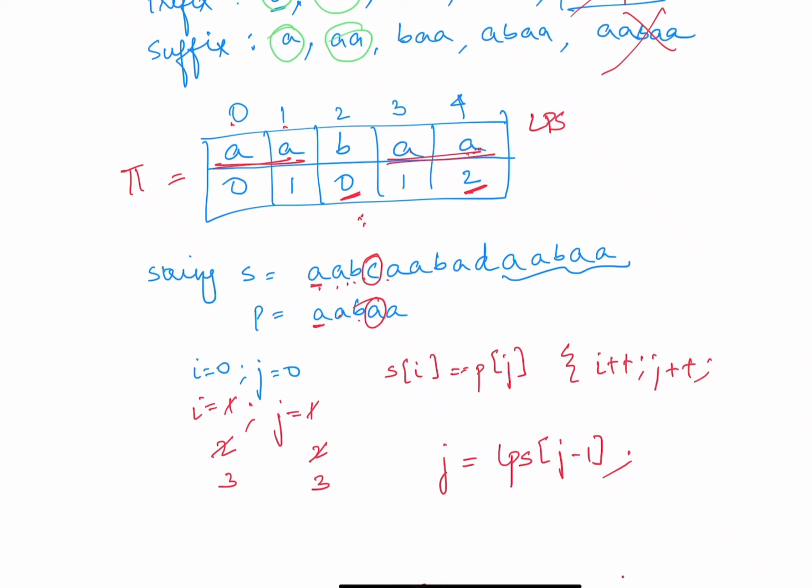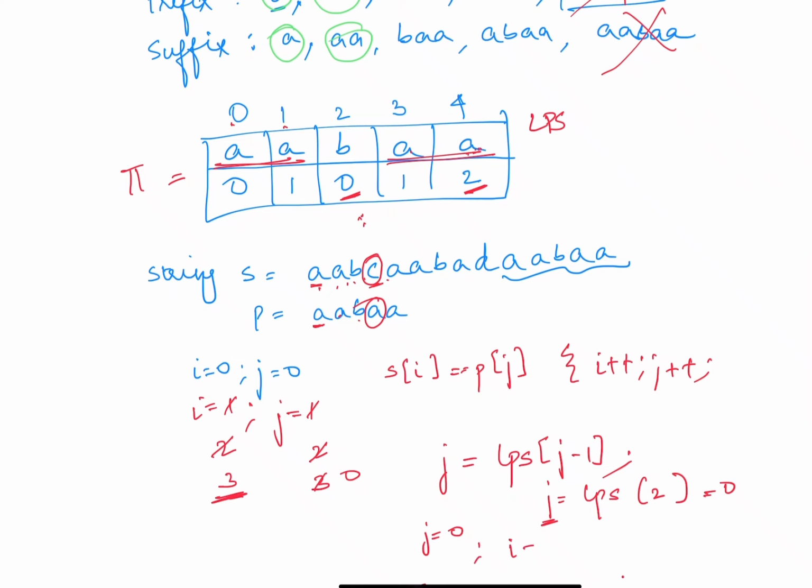Okay, so j equals LPS of j minus 1, that is j equals LPS of 2, and that is 0. So again we are going to start from j equals 0 and i is still 3. Pattern of 0 and string of 3, are these matching? No, they are not yet matching. And right now our j is also 0. So whenever j is 0 and there is a mismatch, we are going to increment the i pointer.